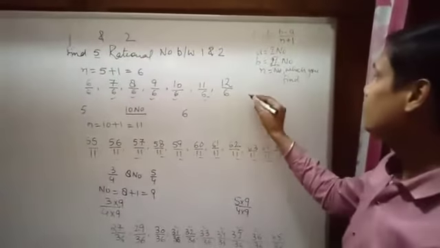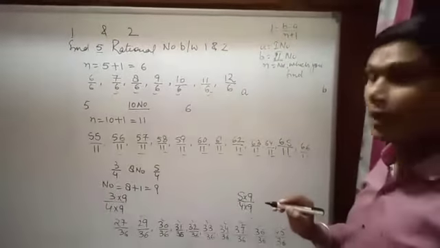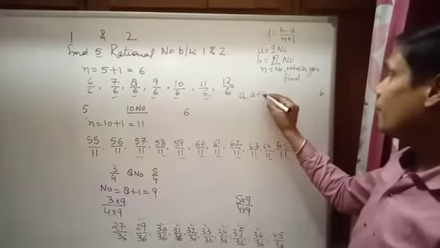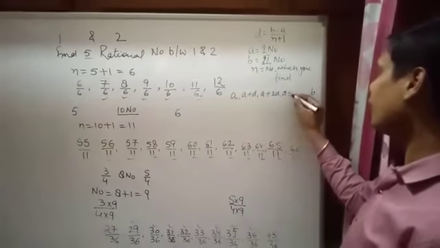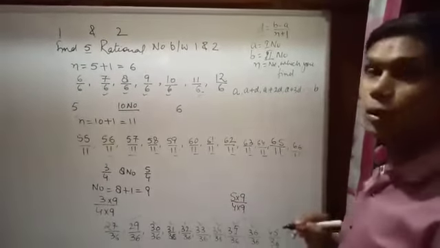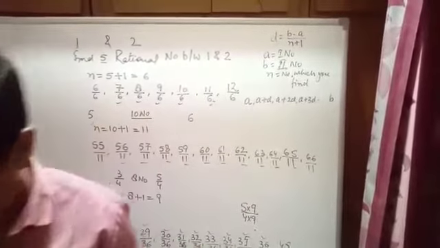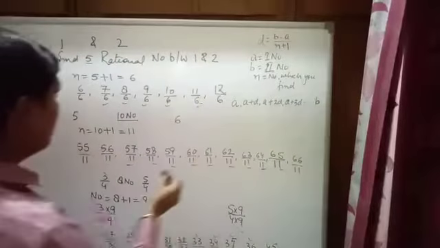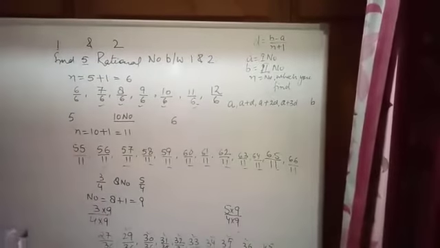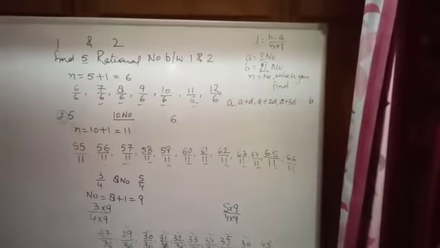By getting this, the first number is A given, and the last number is B given. The next number will be A plus D, the next A plus 2D, A plus 3D, and so on. You can find the numbers between the given numbers. How does this process work? We are applying this formula in question number 2 and seeing whether the result is the same or different.